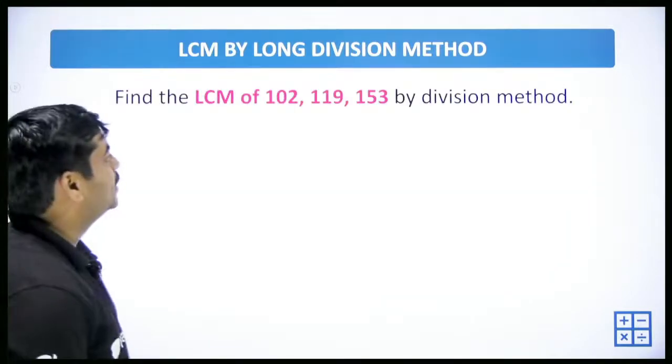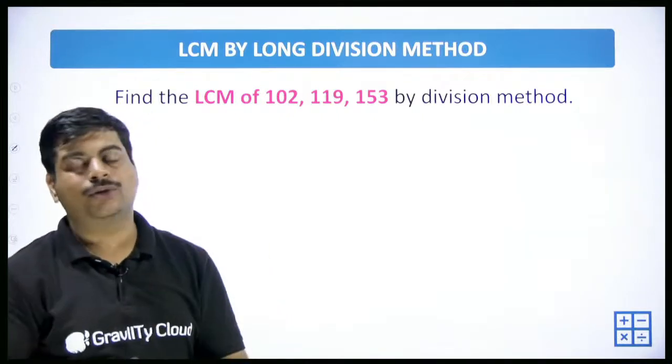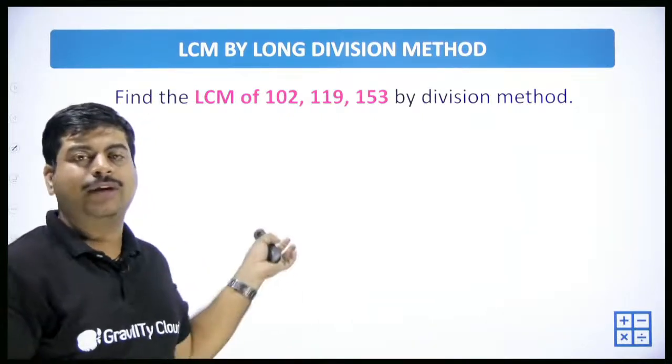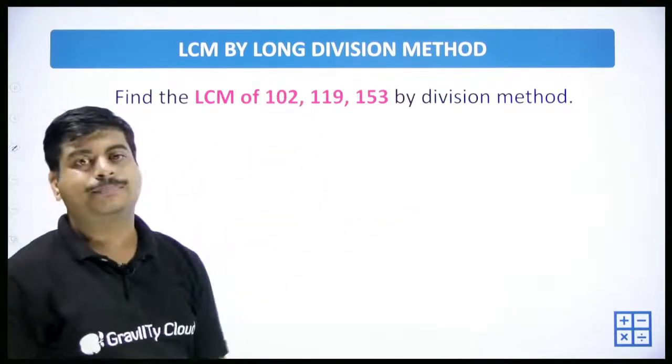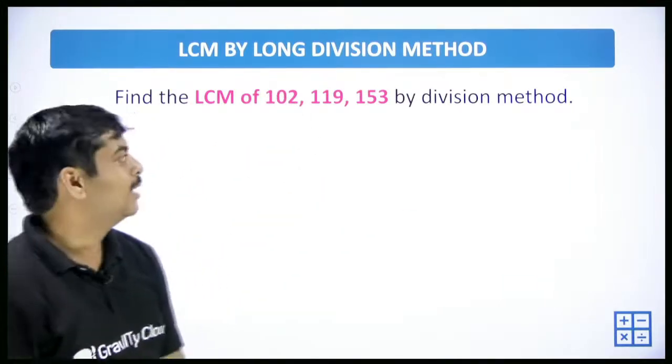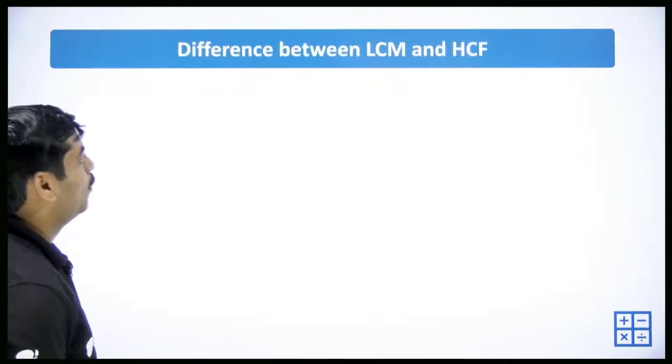Find the LCM of 102, 119 and 153 by division method. So you can try to do that. I am not going to do that. Just the same method what we have done. So please do that and you will understand the method. You will get the correct answer. Okay, so let's move for the next one.